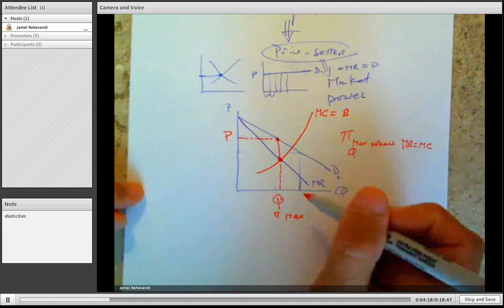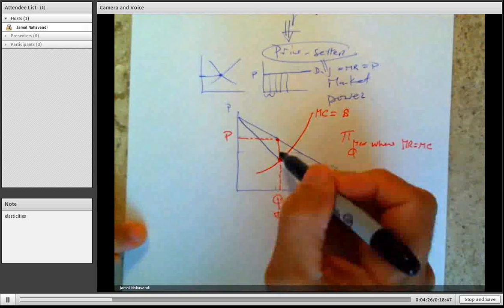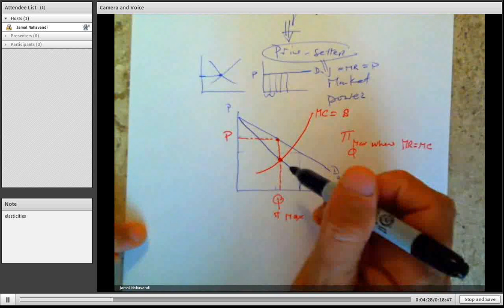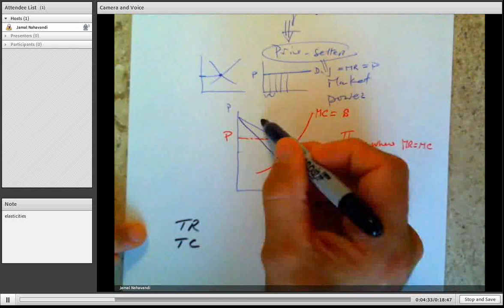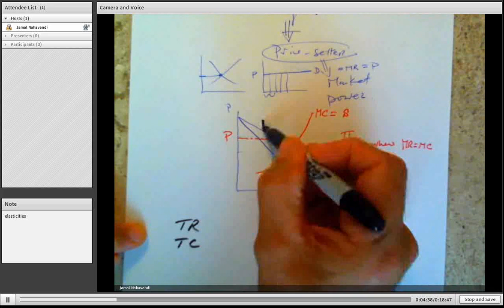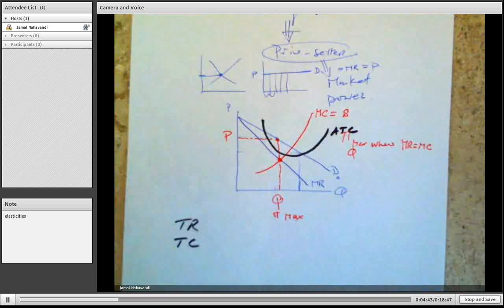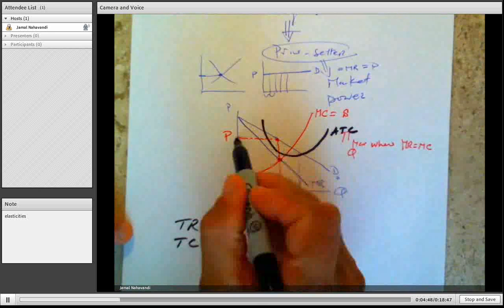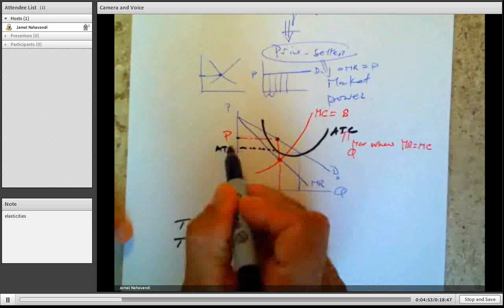Now, beyond that, the next question is, how profitable is this kind of firm? To determine that, we have to figure out two things: total revenue and total cost. So this firm also has a marginal revenue and average total cost curve. And to determine the profit per unit, here is the price value, and here is the average total cost value.